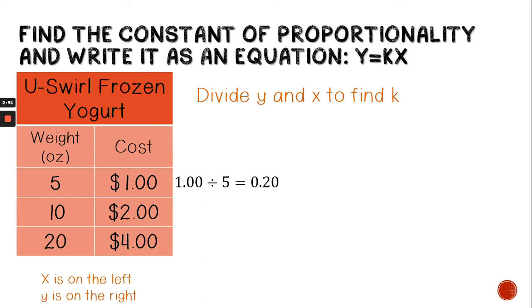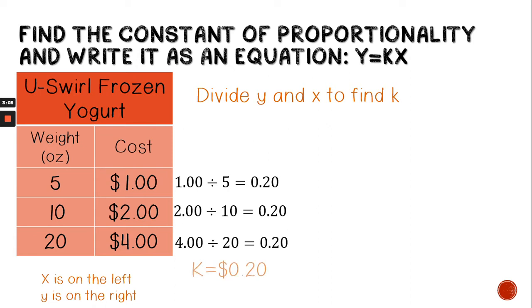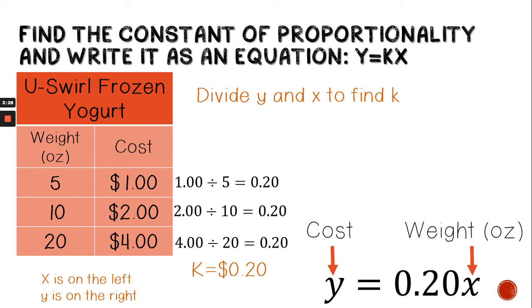So we're going to divide y by x to find k. I divide 1 by 5 and I get 0.2, 2 divided by 10 and I get 20 cents, 0.2, 4 divided by 20 and I get that same number. So that means that k is 20 cents. If they just asked you for k, you could say the constant of proportionality is 20 cents. But if they ask you for an equation, then it would be y equals 0.20x, where y is the cost and x is the weight in ounces.